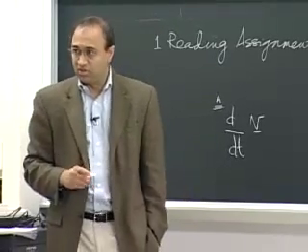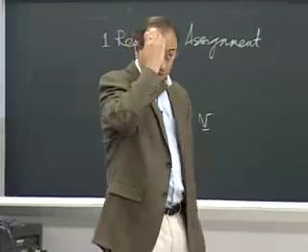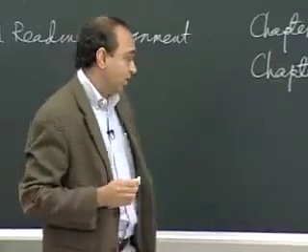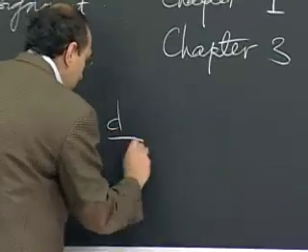Okay. And this is a modern way of doing it. The book would write the vector that way. It would write the derivative like this.